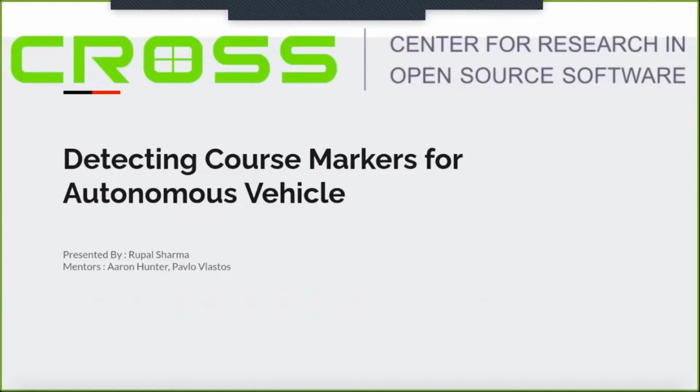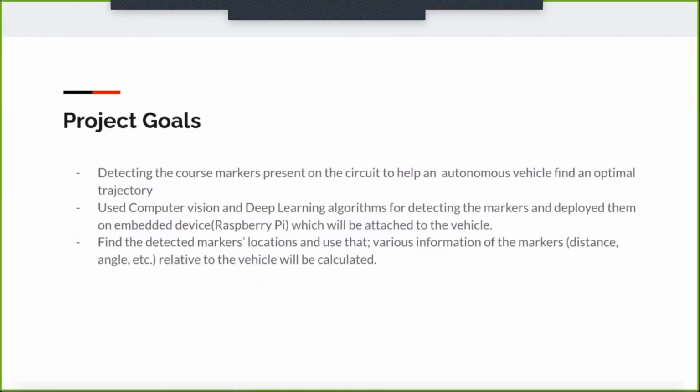So let's get started. Project Cruz: detecting the cone markers present on the circuit to help an autonomous vehicle find an optimal trajectory. I used various deep learning and computer vision algorithms for detecting the markers, and these algorithms were deployed on Raspberry Pi, which will finally be attached to the vehicle. The information about the markers' location will further be used to find the distance of the marker with respect to the vehicle, angles, and other various information.